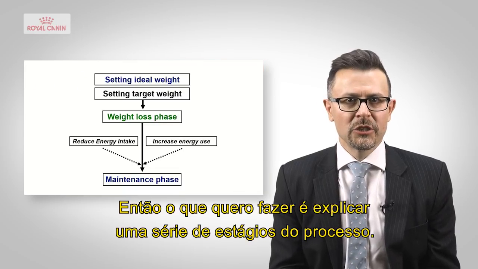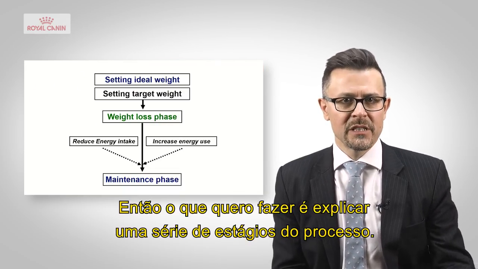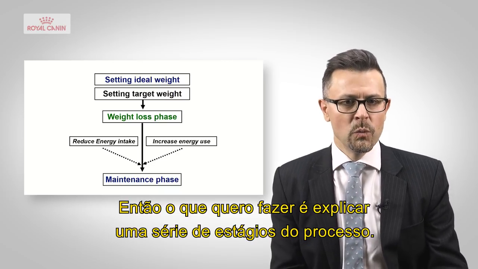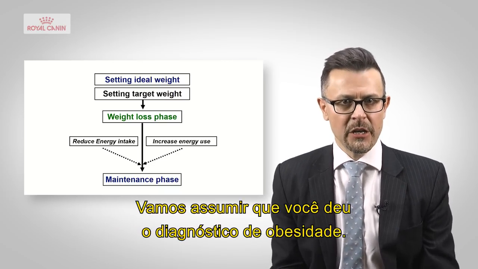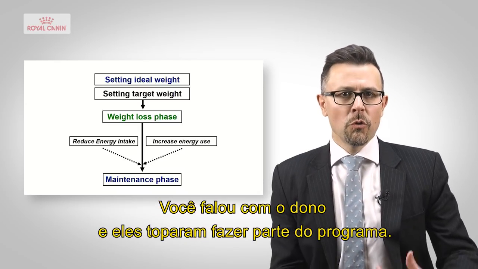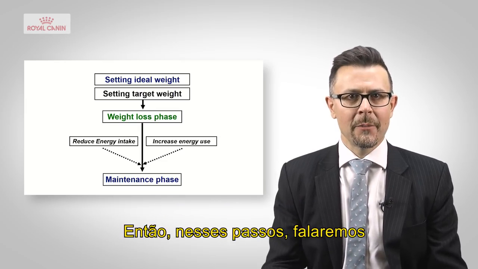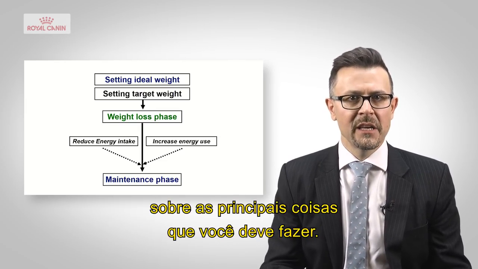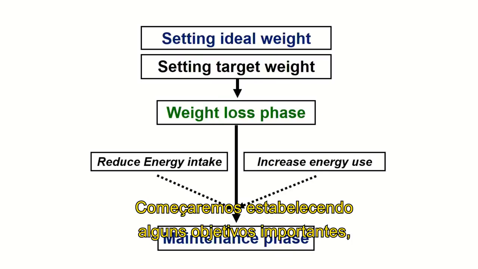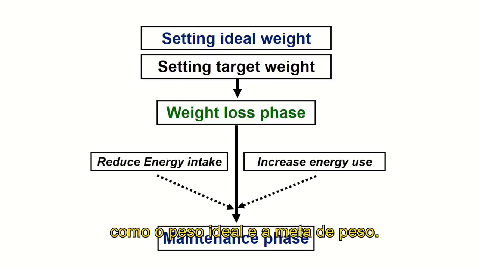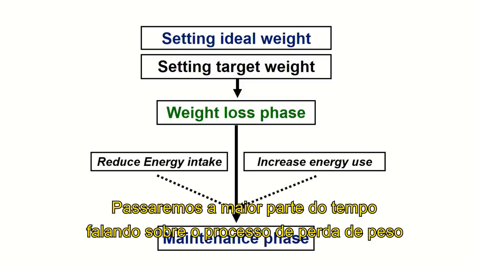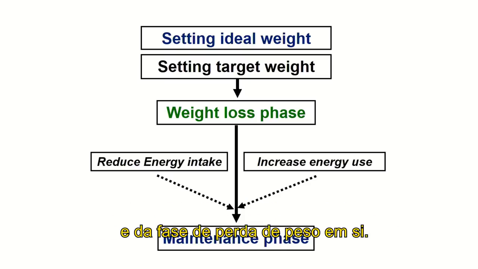So what I want to do is actually go through a series of stages during the process. We're going to assume that you have made the diagnosis of obesity, you've talked to the owner, and they are now on board with the program. So in these steps, we're going to talk through the key things you need to do. We'll begin with setting a couple of key targets. That's the ideal weight and the target weight. We'll spend most time talking about the weight loss process and the weight loss phase itself.